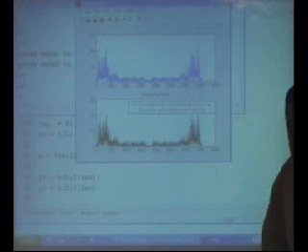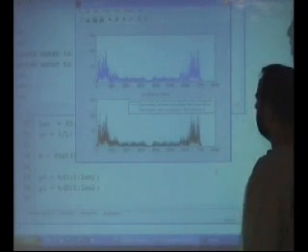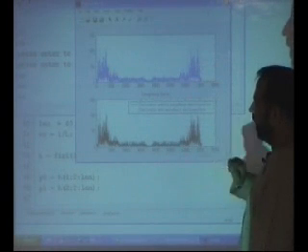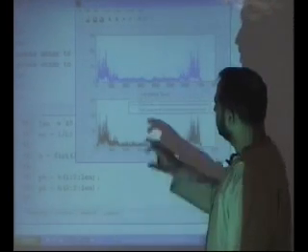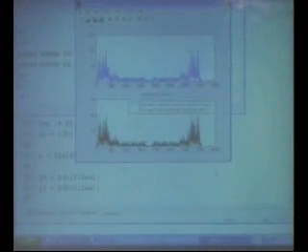This is the aliased version of the signal. This is without polyphase decomposition, and this is with polyphase decomposition. Here there is aliasing, but here there is no aliasing. And this is the primary difference.